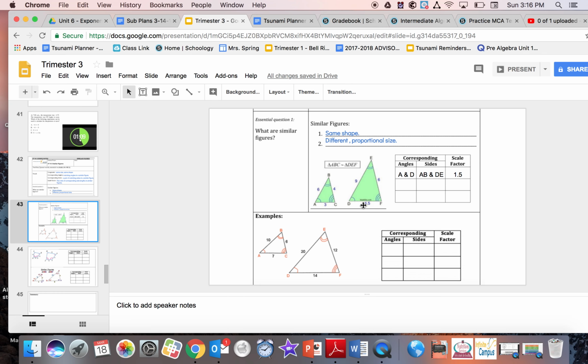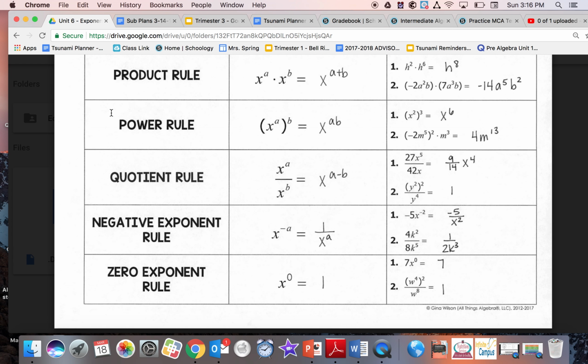You check the rest, please. What are the other corresponding angles, the other corresponding side lengths, and then what is the scale factor? Pause the video to do that. Also try this second example down here, and then come back when you're ready to check to see if you are on the right track. You should fill in that entire chart. Go ahead and use a calculator if you need to.